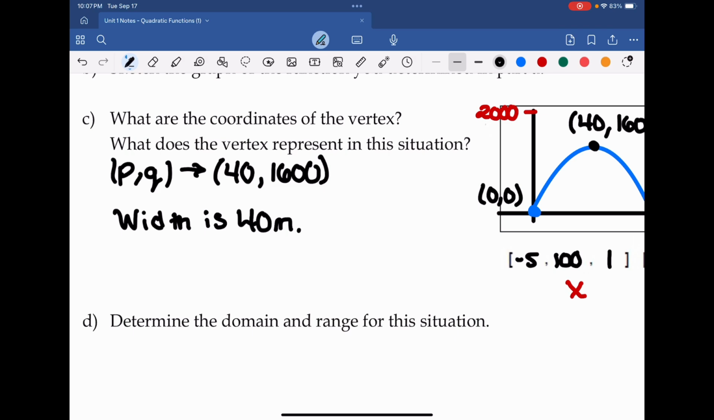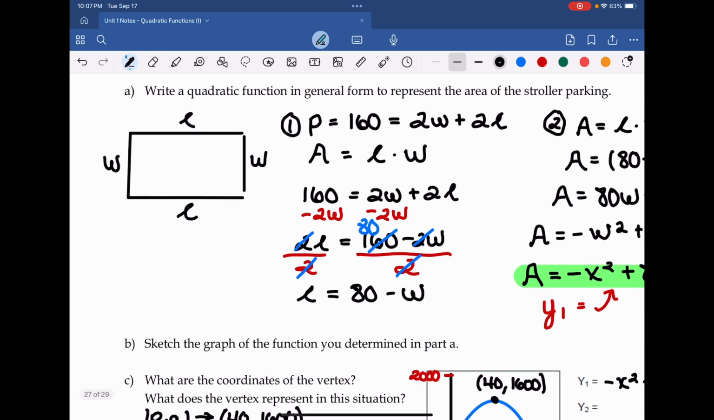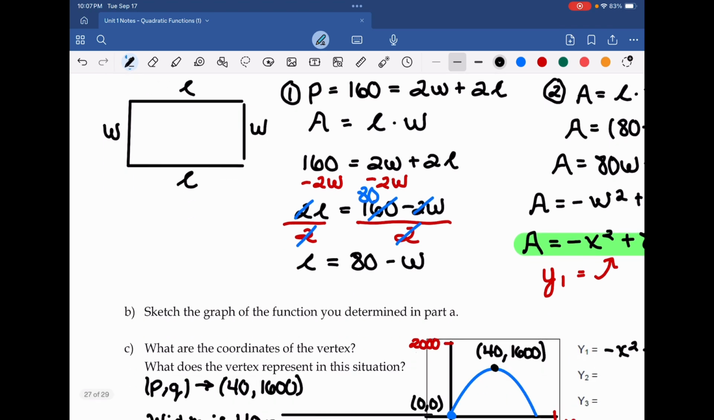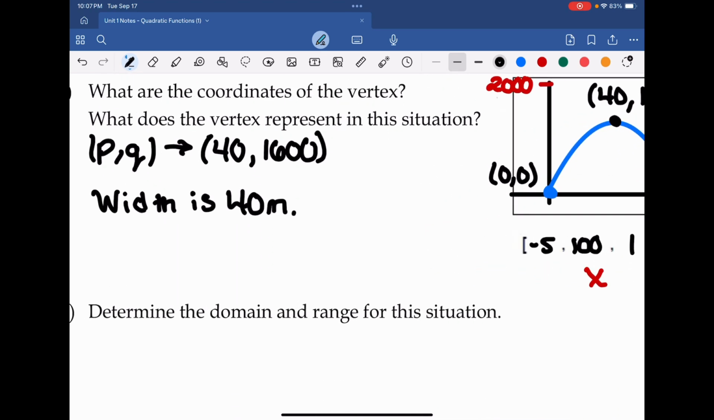Now, the nice thing about this problem as well is not only is the width 40 meters, but because it's two lengths and two widths equals 160, that actually means that they're equal to each other. So this is more of like a square area than anything. We can also say the length is 40 as well. Now, this isn't always the case, but in this specific problem, because there's two lengths and two widths, and they total to that 160, we're going to say that they're the same.